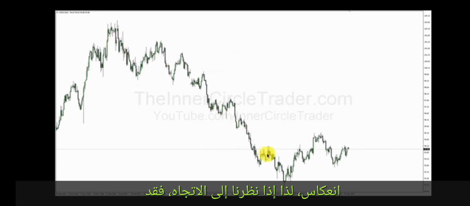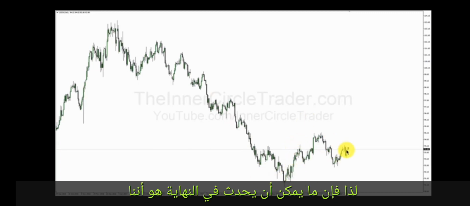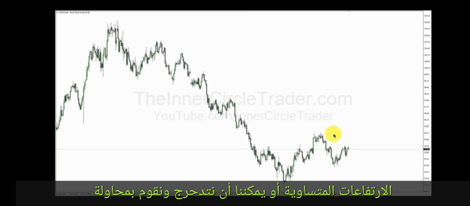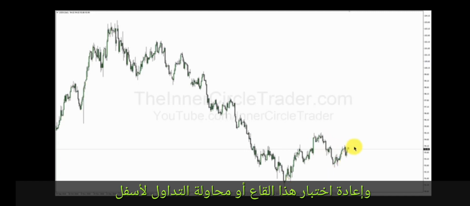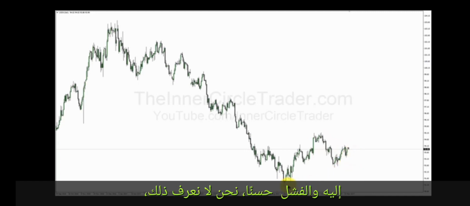If we look at the trend, it's been lower. We have a potential reversal point down here, and we've gone sideways. So what could eventually happen is we could shoot higher and aim for these equal highs, or we could roll right over and make an attempt to go lower and retest this low, or try to trade down to it and fail. Okay, we don't know that.